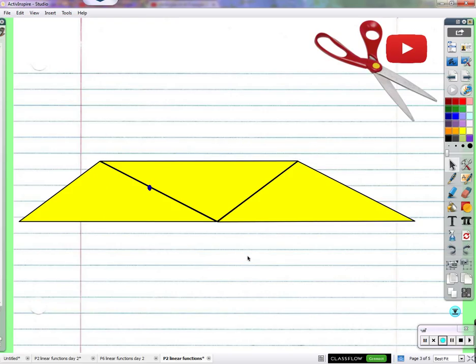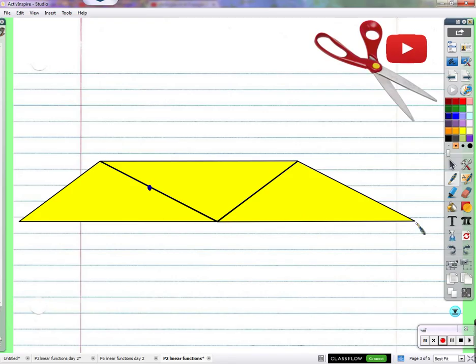Now, first thing I'll point out is I rotated the first one 180 degrees. I've rotated the second one 180 degrees, for a total of 360, right? If I take anything and I just rotate it 360 degrees, it's right back where it started. So this is perfectly in line with that other one.